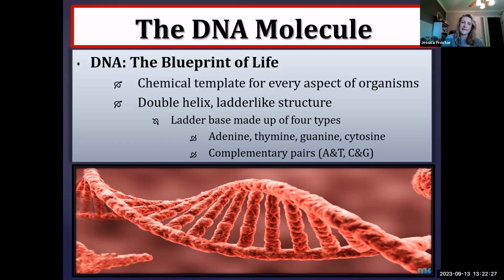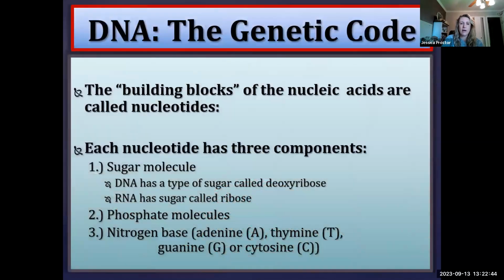Now, it'll be a little bit different once we start learning about RNA, but to avoid confusion, let's focus first on just DNA. If it's DNA, adenine will always pair with thymine, and guanine will always pair with cytosine every single time. So that's the rungs of the ladder.